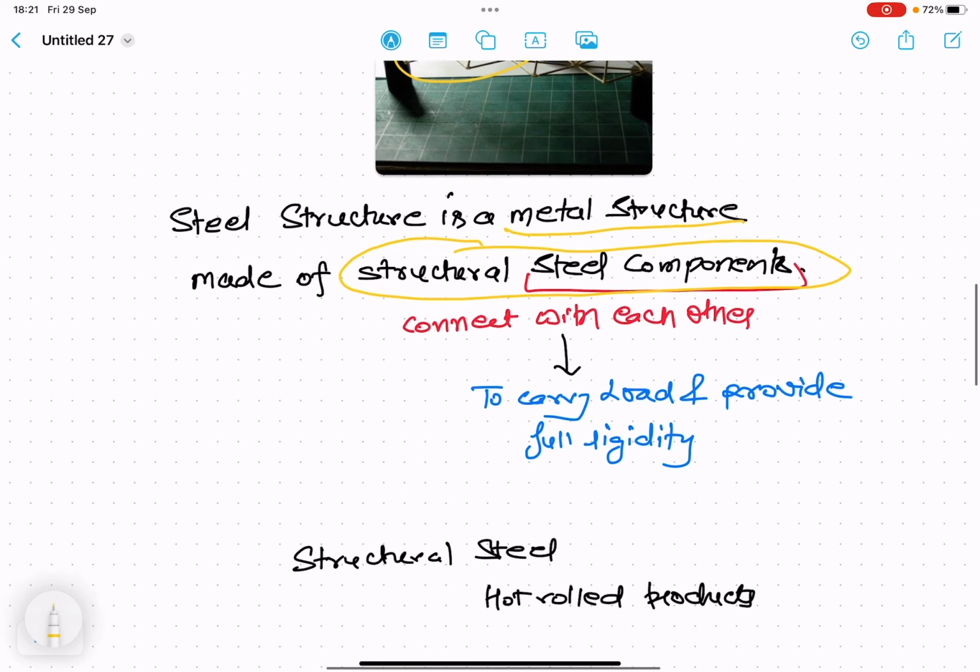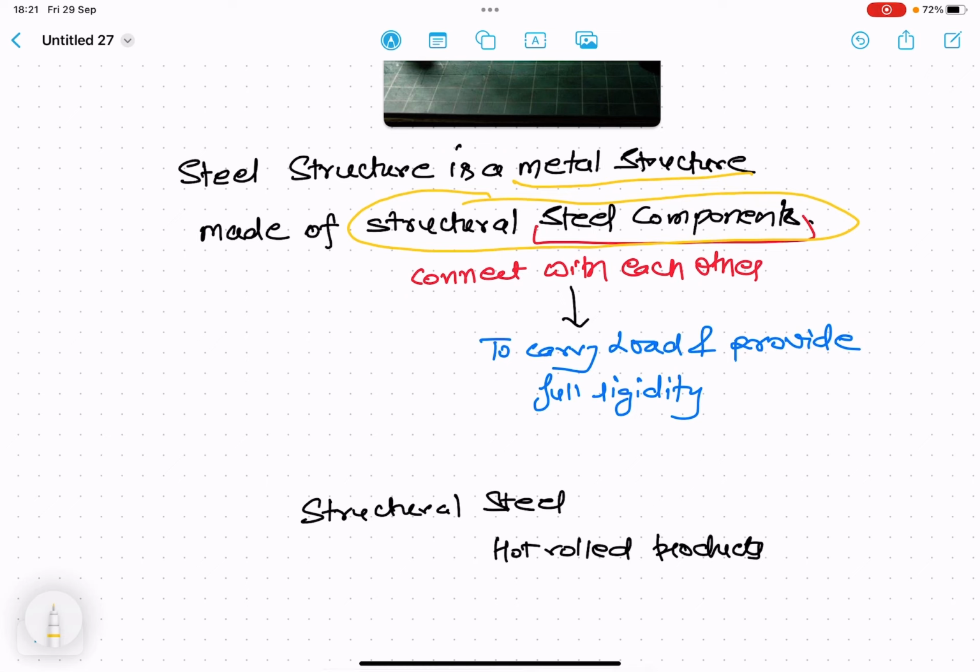That load is transferred to the column. From the column it is transferred to the foundation. So a steel structure is a metal structure made up of structural steel components which are connected with each other to carry load and provide full rigidity. So these are basically steel structures.